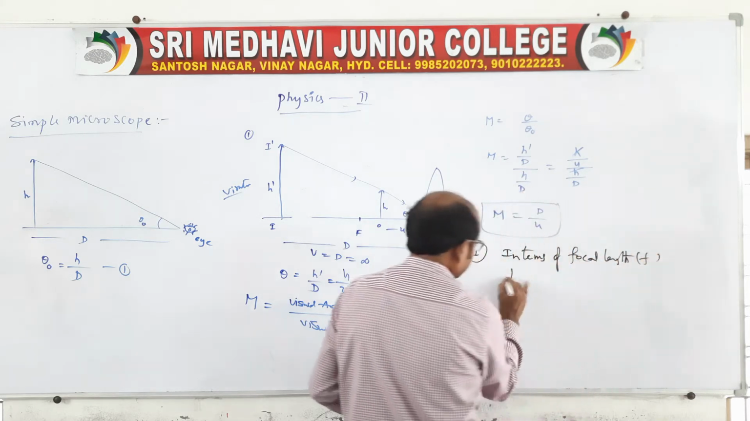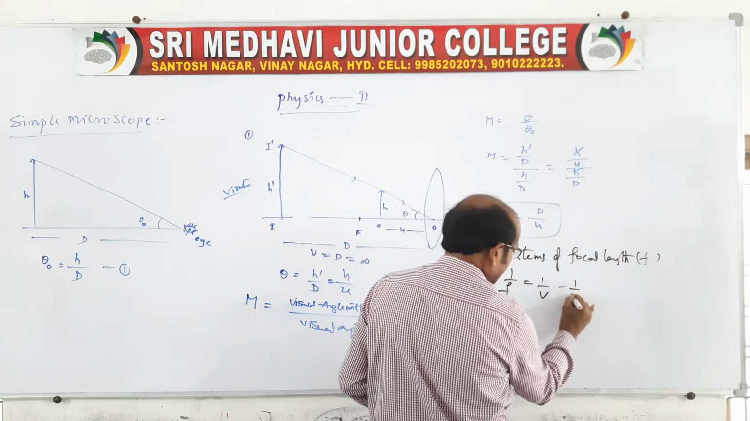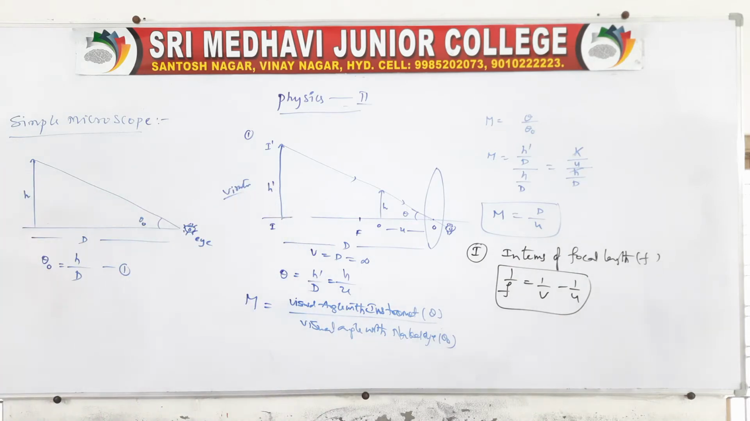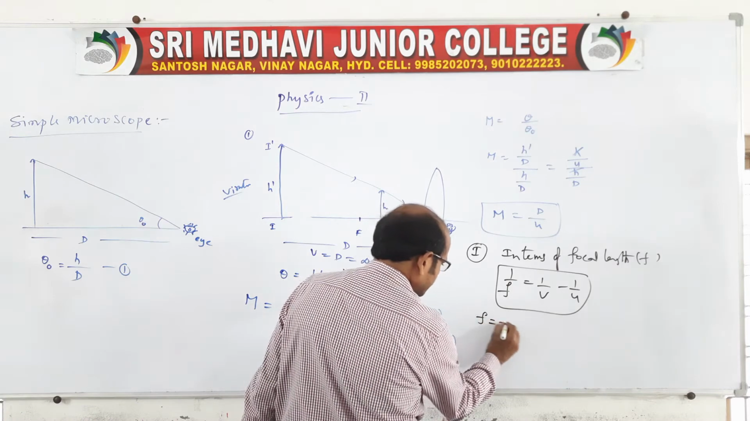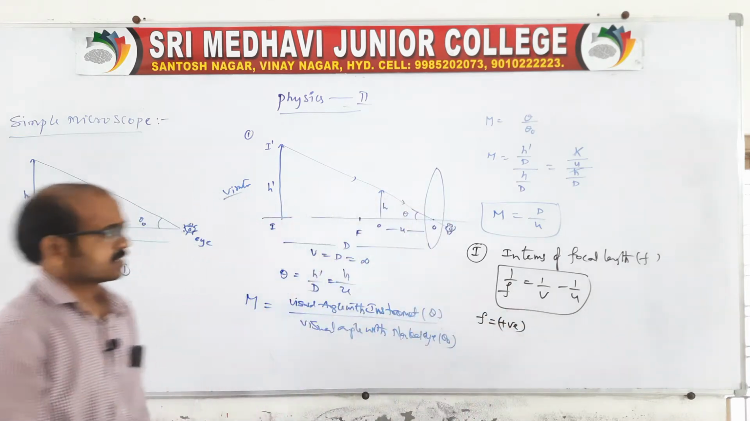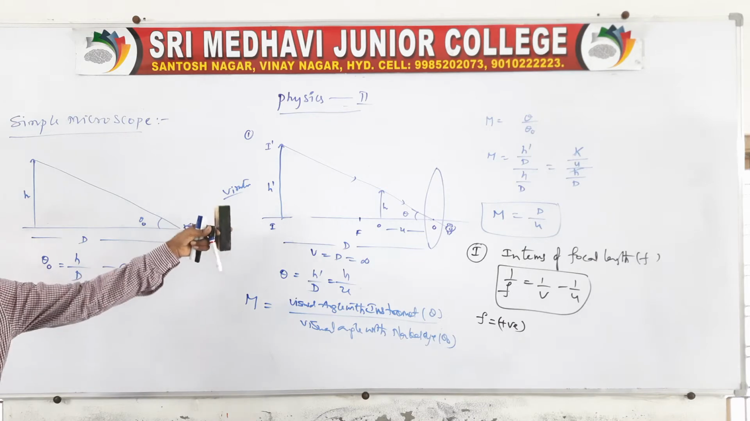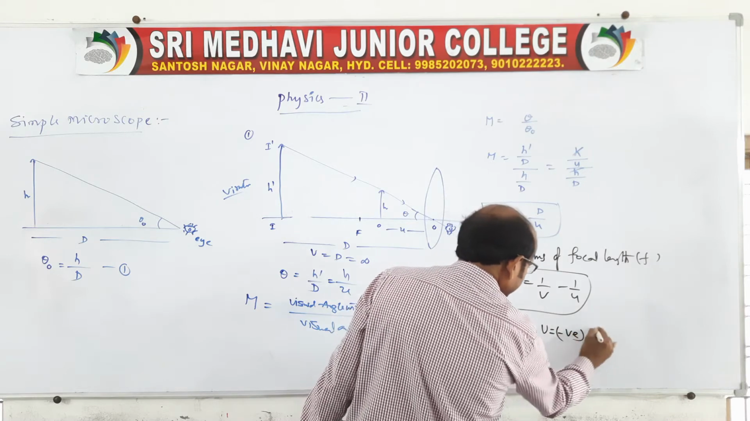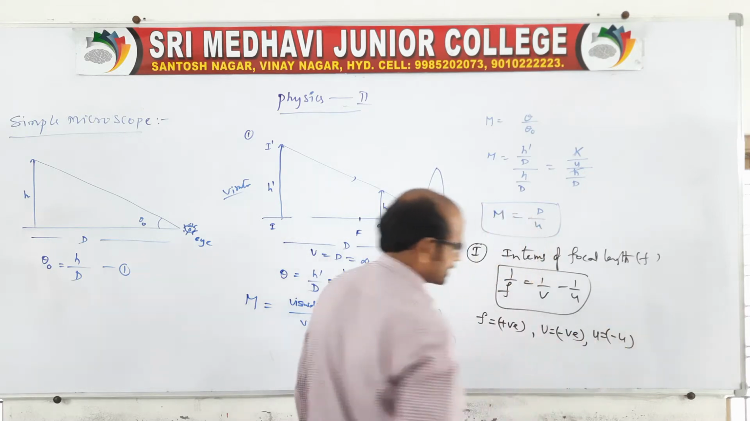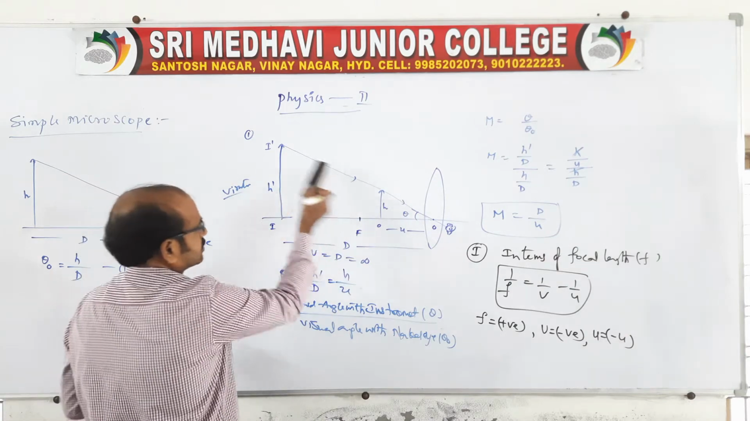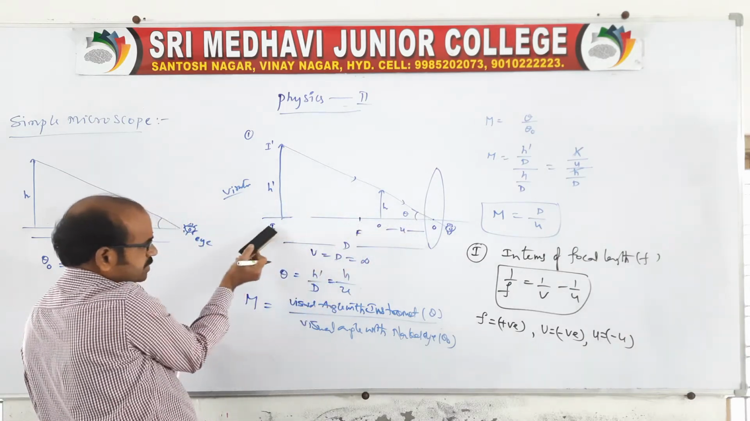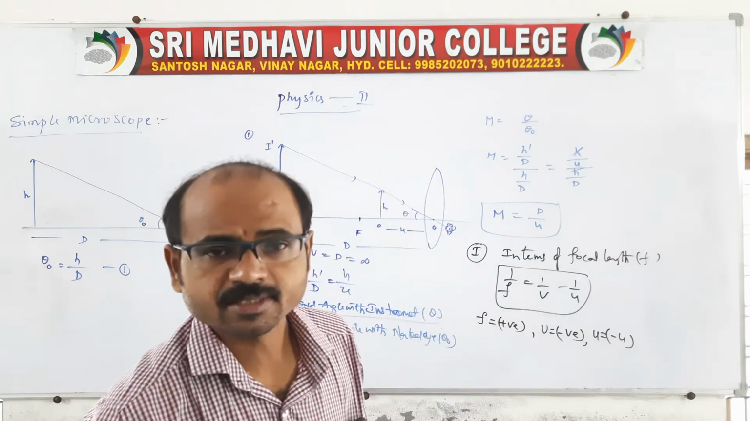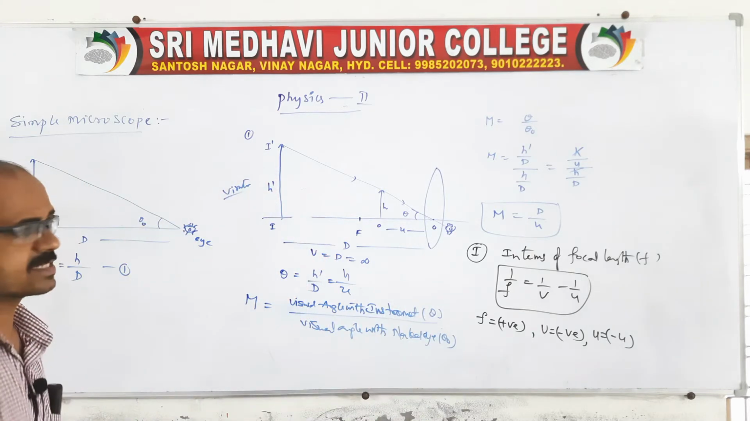Now 1 by f is equal to 1 by v minus 1 by u, of course. Here, in the case of a convex lens, the focal length is positive, f is positive. The image and object distances are in the same direction, so both v and u we take as negative, because we are measuring opposite to the rays. The rays are going like this, but we are measuring opposite to the rays. Distances measured in the same direction as the rays we take as positive, and in the opposite direction we take as negative.